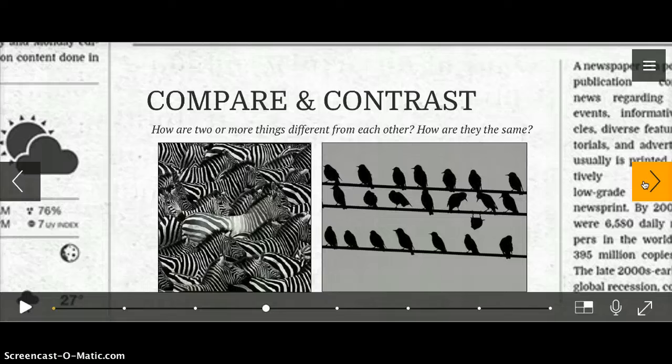So the next one we're going to talk about is compare and contrast. So you want to look at how two things are different from each other, how two things are the same, and I think that this one is really intuitive as well, especially for those of you who experienced Venn diagrams earlier in your school. This one should make a lot of sense. You're looking at how things are the same, how things are different, and why that's important.